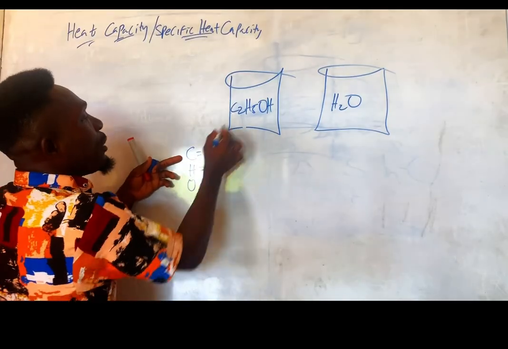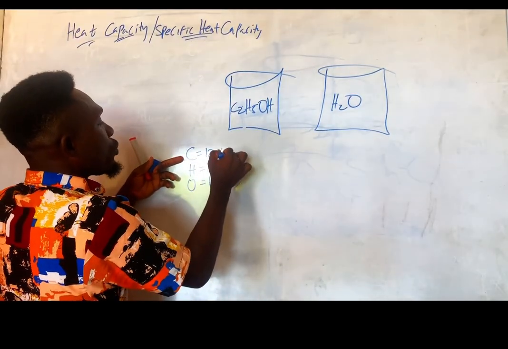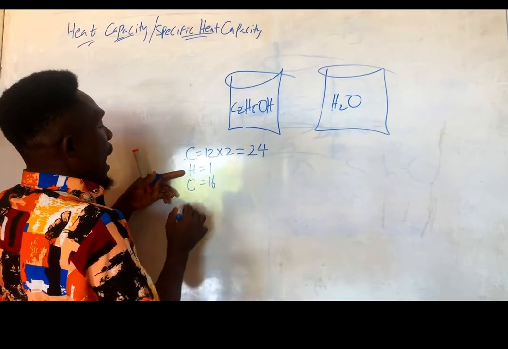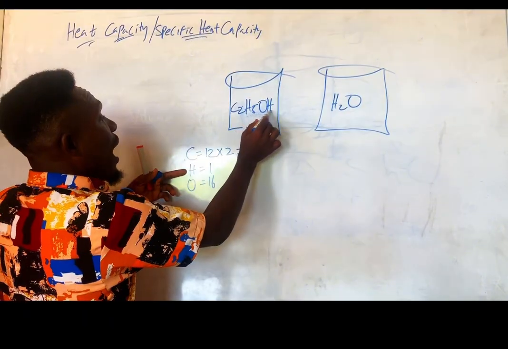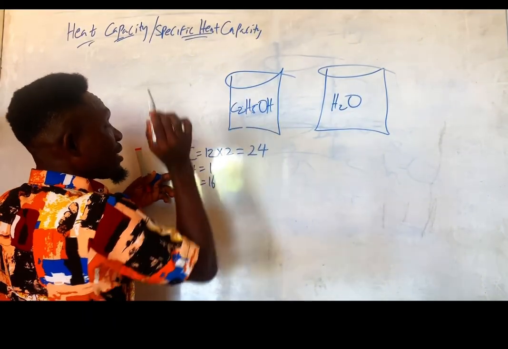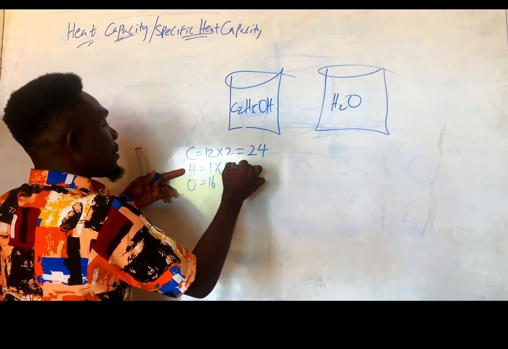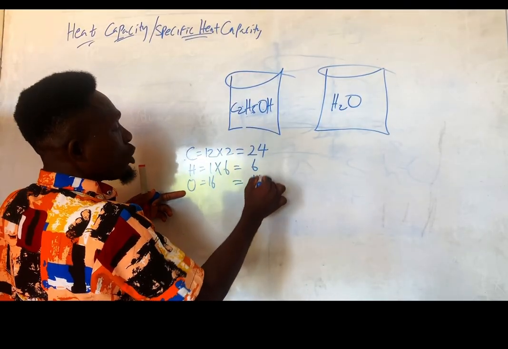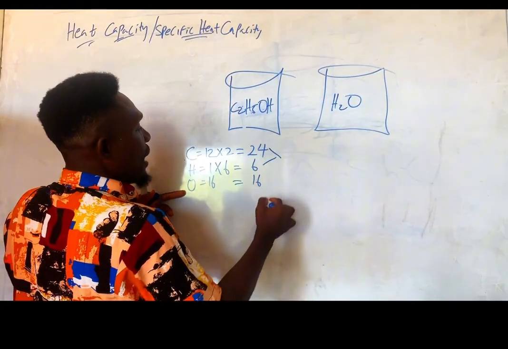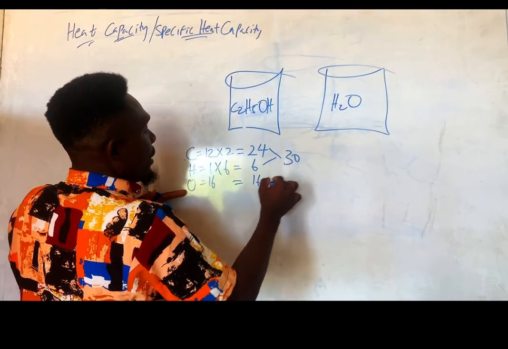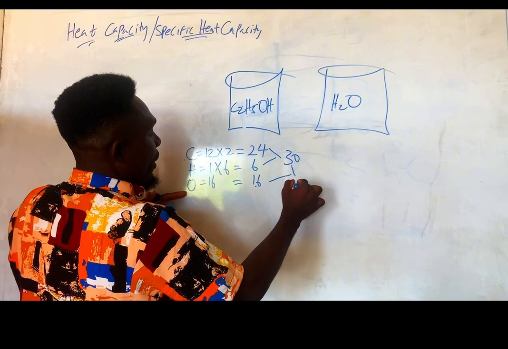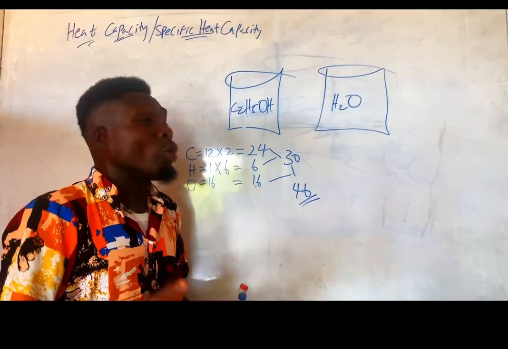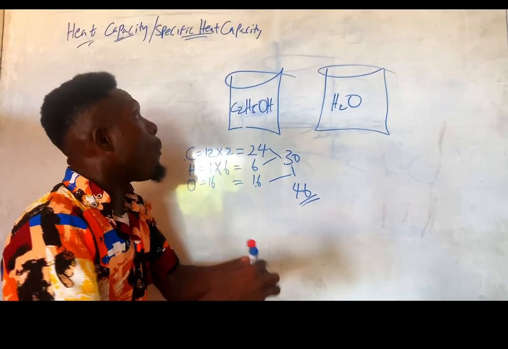But now let's count. How many carbon do I have? We have 2, which is going to be 24. How many hydrogen do I have? We have a total of 1, 2, 3, 4, 5, 6. Total of 6 hydrogen, so I'll say times 6, which is 6. How many oxygen do I have? Just 1, which is 16. This plus this gives me 30. 30 plus 16 gives you 46.